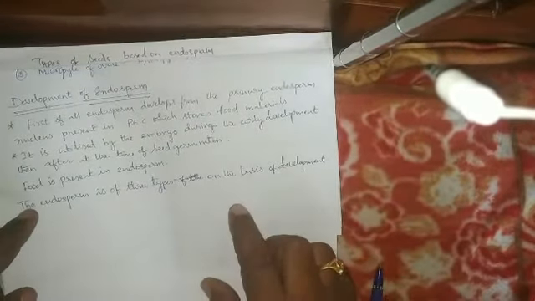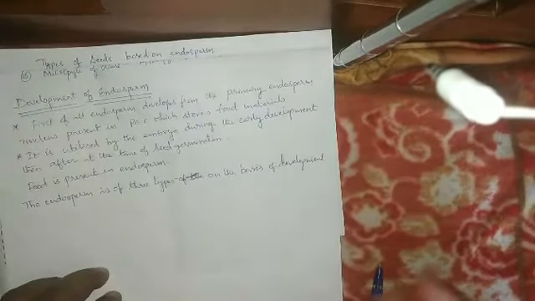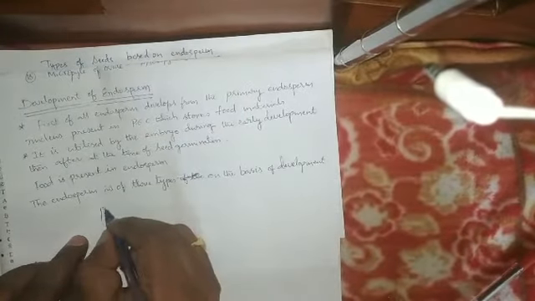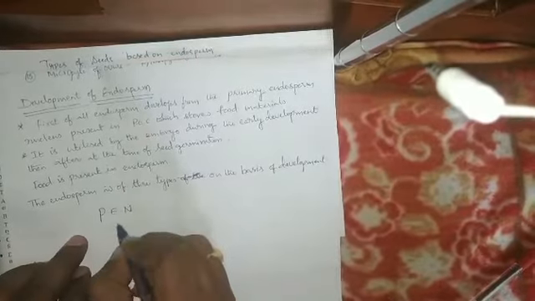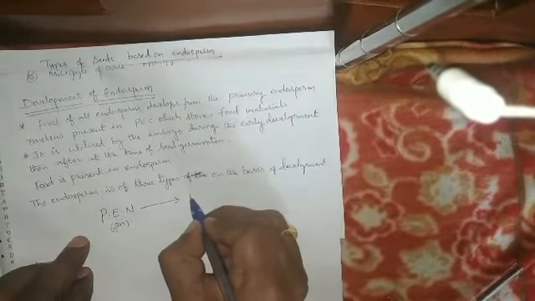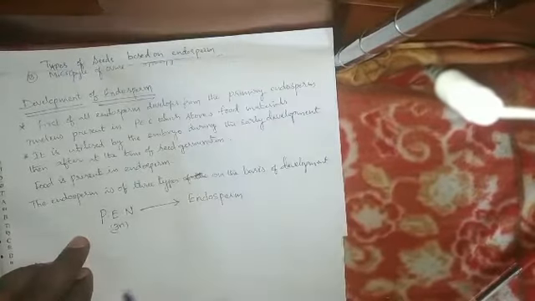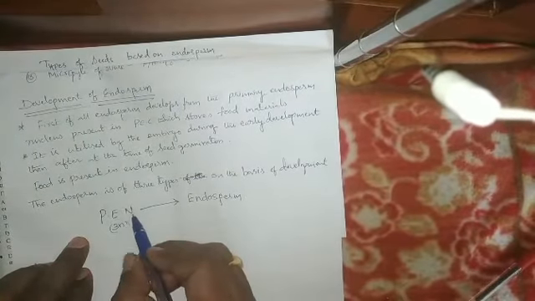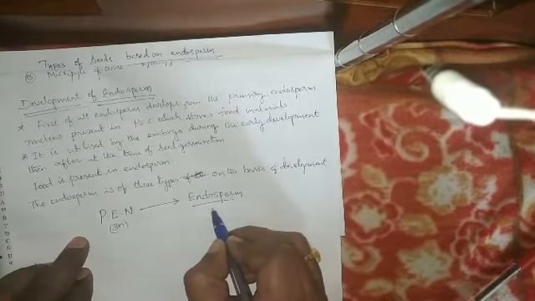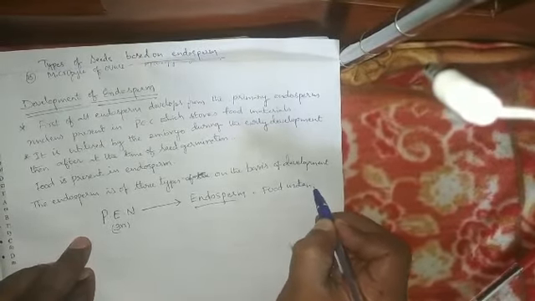Next, development of the endosperm. How is the endosperm developed? This endosperm is developed from the primary endospermic nucleus. The primary endospermic nucleus is triploid. This primary endospermic nucleus is converted into the endosperm. The endosperm stores the food materials.